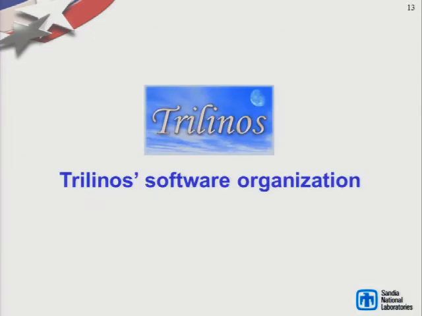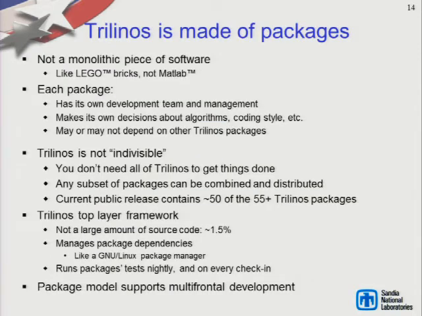So what do we actually have, and how is it organized? Like I said before, Lego, not MATLAB. Trilinos' atomic unit is a package. We've got 60 or so of those. Each one has its own development team, usually a small handful of people, maybe 5 or 6, maybe 3 or 4, depending on the package. Each package makes its own decisions about algorithms, coding style, et cetera, and where it makes sense to build dependencies on other Trilinos packages, both required and optional ones.